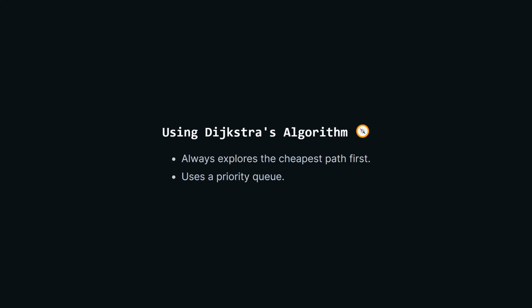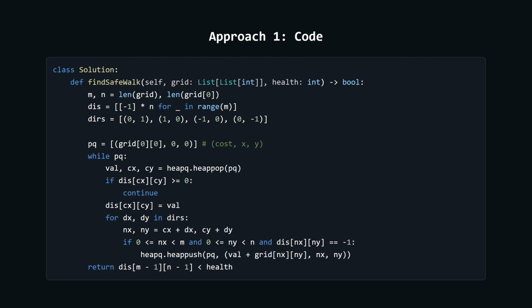To find the cheapest path, we can use a famous strategy called Dijkstra's algorithm. It uses a priority queue to always explore the paths that have taken the least damage so far. Here is the full code for the first approach. Let's break down the important parts.